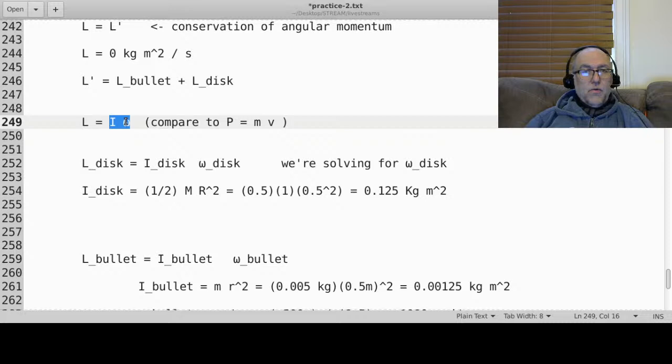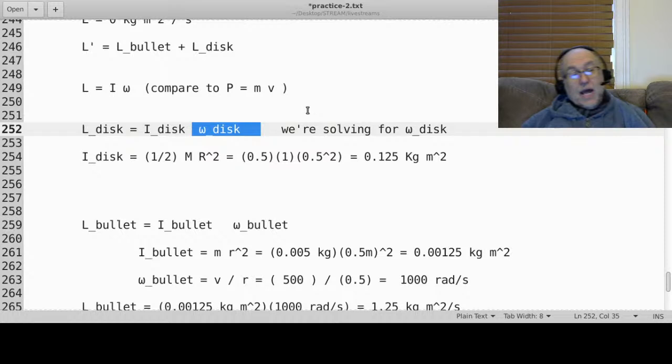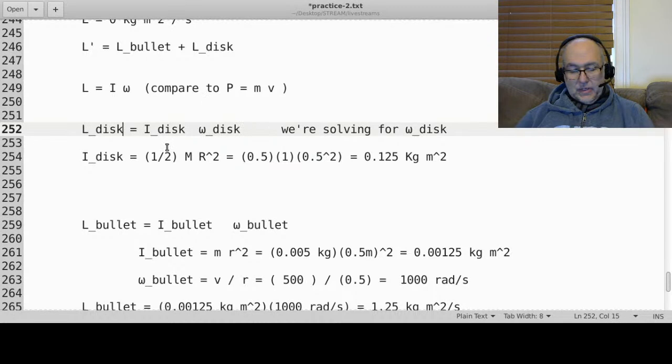So, what's the angular momentum of the disk? Well, the angular momentum of the disk is the moment of inertia of the disk multiplied by the angular velocity of the disk after. I didn't put the little ticks everywhere because it would get kind of ugly, but this is all being calculated after the explosion. So you say, okay, great.